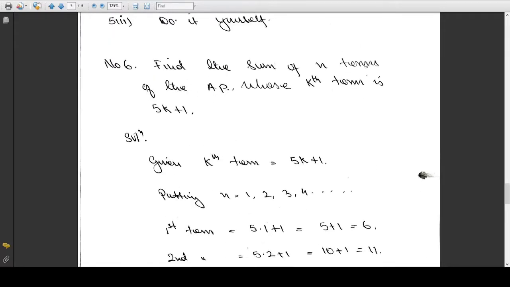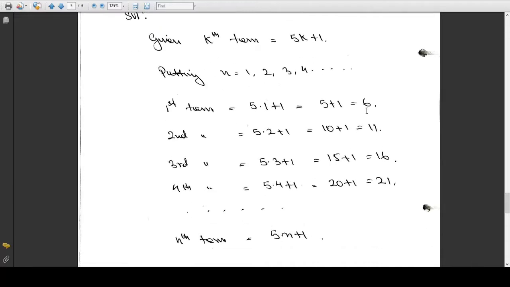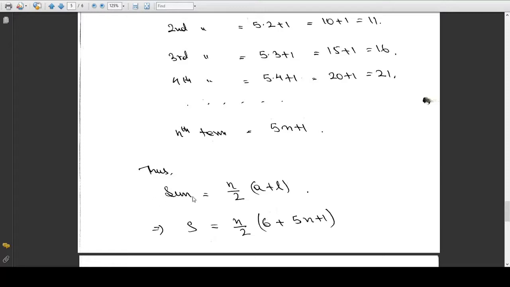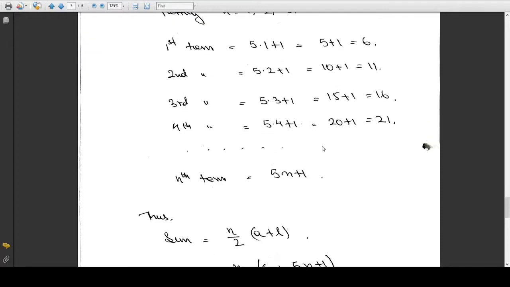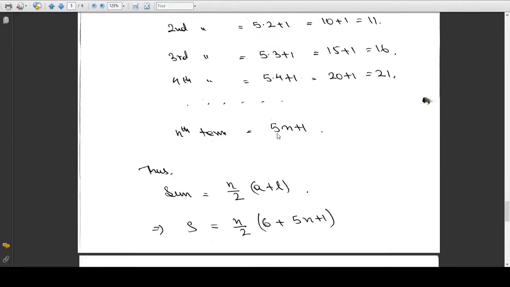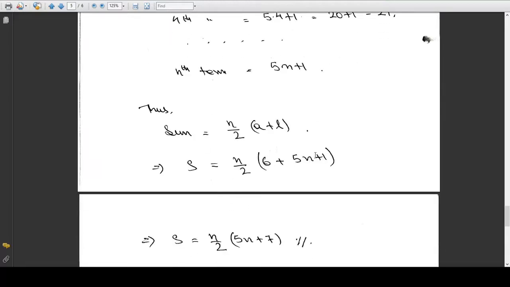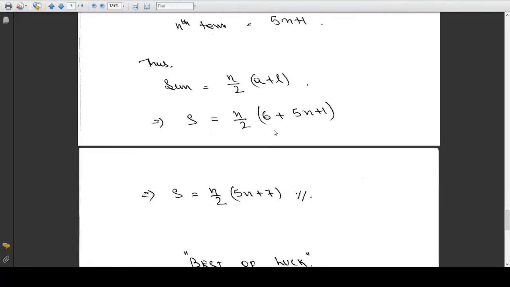Find the sum of n terms of the AP whose kth term is this one, and therefore you have to find the sum 6 plus 11 plus 16 plus 21 plus up to the last term 5n plus 1. What should the sum be? The sum is n by 2 times (a plus l). What is a? A is 6, and l is 5n plus 1. Then 6 and 1 are constants, you can add: 6 plus 1 is 7. Therefore the sum will be n by 2 times (5n plus 7).